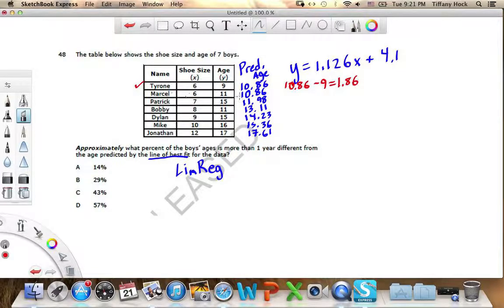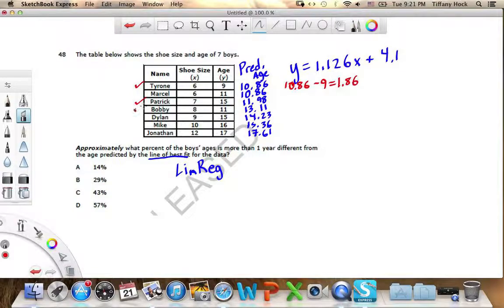Marcel, his predicted age was 10.86. His actual age was 11. That's not even a couple tenths off, like 0.14 different. So he was a little older than predicted, but it was within 1 year. So Marcel doesn't count. Now Patrick, his predicted age was a little less than 12. He was actually 15. So his is more than 1 year off as well. Bobby, same thing. Predicted age was 13. His actual age was 11.